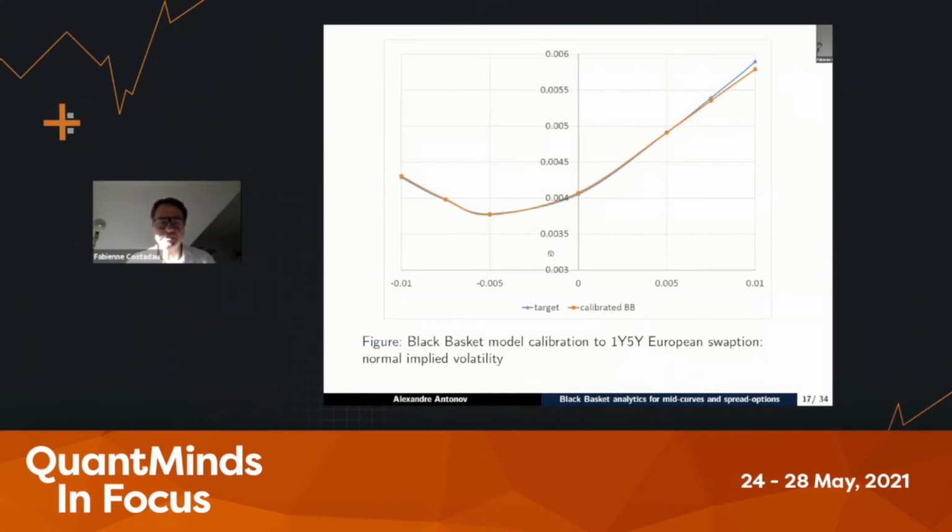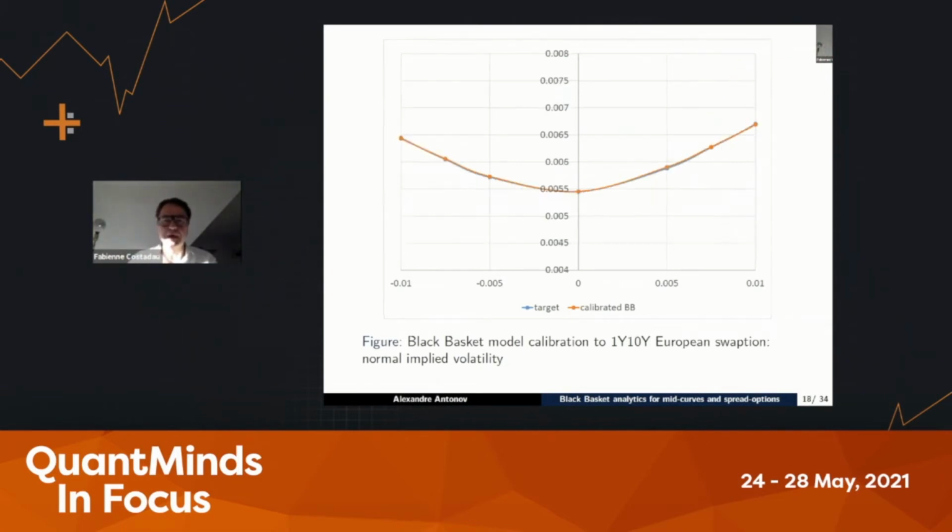So we can see that, for example, for the European swaption 1 to 5 years, the orange is the calibrated Black basket and the target option is blue. So we have only little errors here when the option goes for the extrapolation. Here for this 10 to 10, we have a very, very accurate calibration.